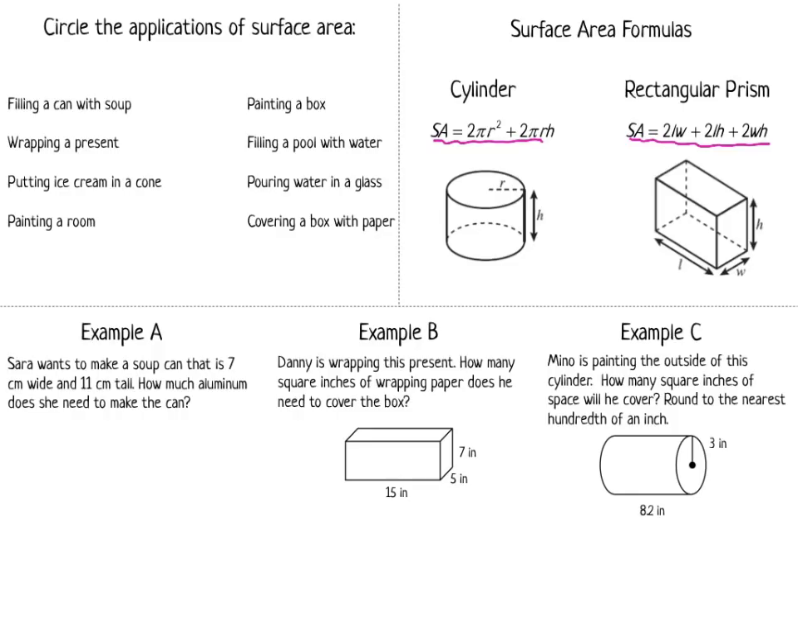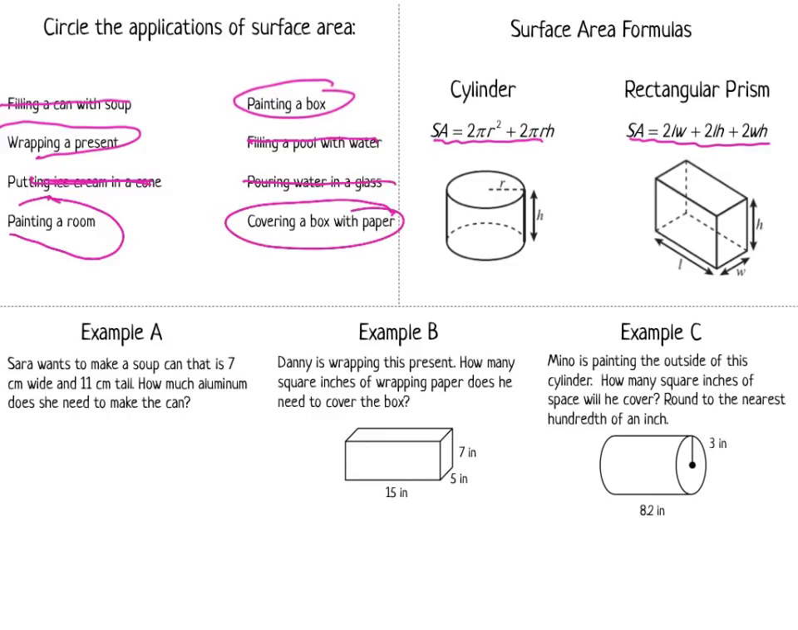So now let's take a look at our applications of surface area, so things that would be applicable to using surface area. So again, when we're talking around the outside of a shape. So filling a can with soup, no, that is not going to be surface area because you're going to be filling it up. However, painting a box or covering it around the outside with paint will be surface area. Wrapping a present will be surface area, okay, as we cover our present with wrapping paper. Putting ice cream in a cone, sorry to say, that is going to be volume as we fill it up. Painting a room, however, will be surface area as we cover that room with paint. Filling the pool, not so much. Pouring water in a glass, not so much, but covering the box around the outside, yes, that's going to apply to surface area.